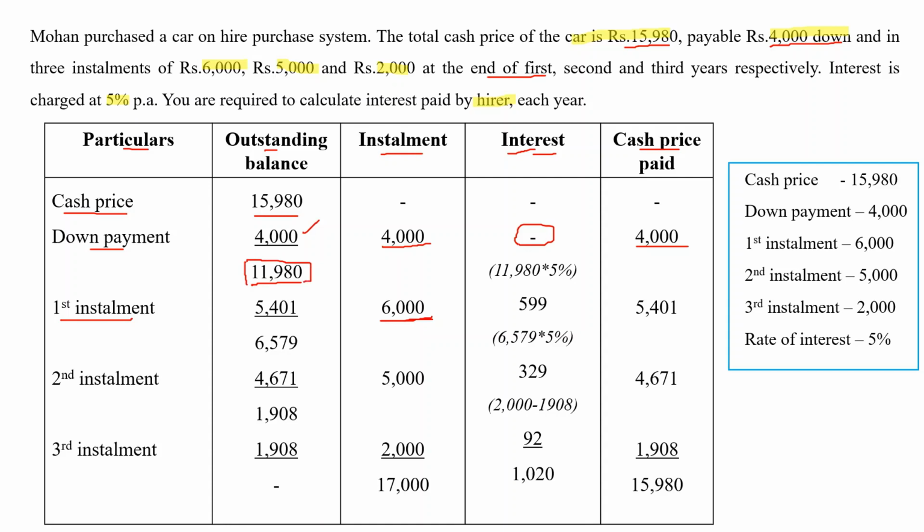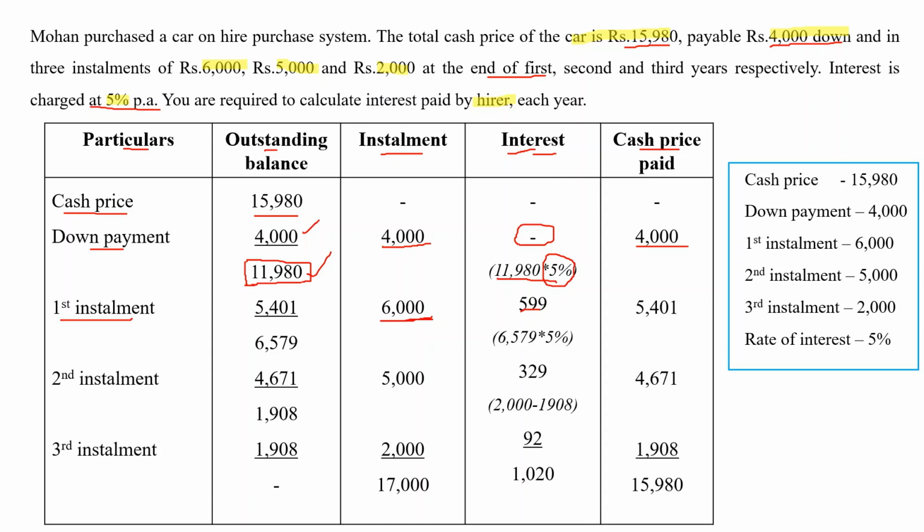When the first installment became due, the amount outstanding at the end of the first installment is 11,980. So 11,980 into 5%. 5% is the rate of interest that is given in the question. See here, it is charged at 5% per annum. So 11,980 into 5, you will get 599. This is the interest for the first installment.